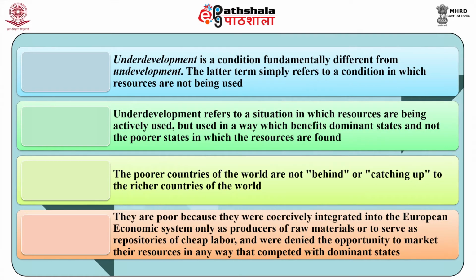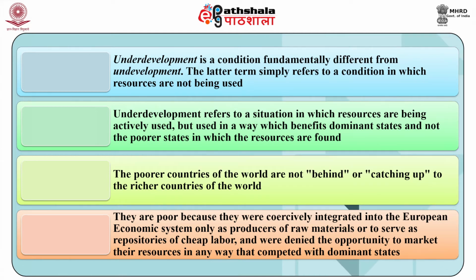The central proposition of dependency theory is, first, that underdevelopment is fundamentally different from undevelopment. Whereas underdevelopment refers to a situation in which resources are being actively used, they are not used in a way in which the poor states are benefited. It benefits the dominant states, and undevelopment is a simple term which refers to a condition in which resources are not being used. These dependent countries are facing the problem of underdevelopment rather than undevelopment.